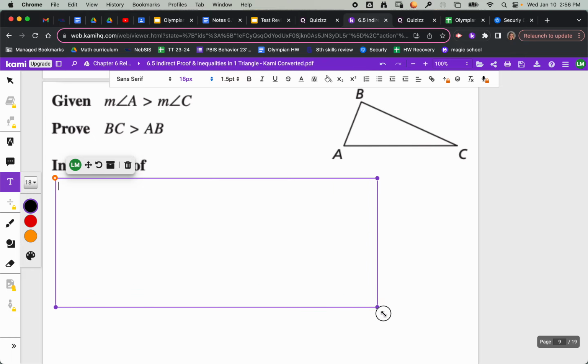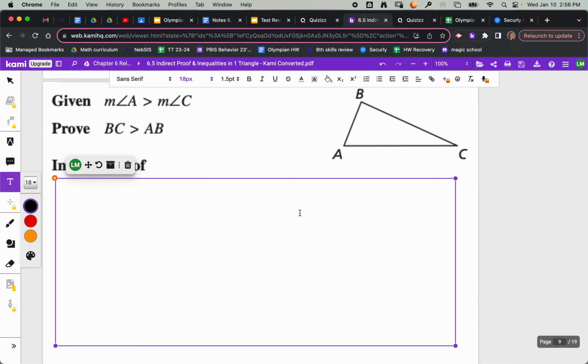I know that the measure of angle A is greater than the measure of angle C, so I want to prove that BC is greater than AB. Here we go. So step 1, identify the statement you want to prove. Assume BC is not greater than AB. Okay, so we're writing temporarily that this statement is false.